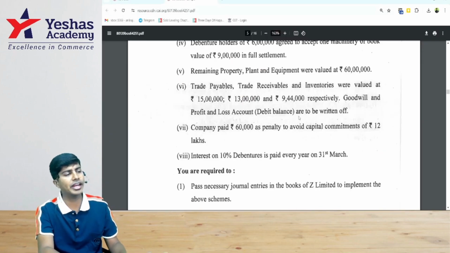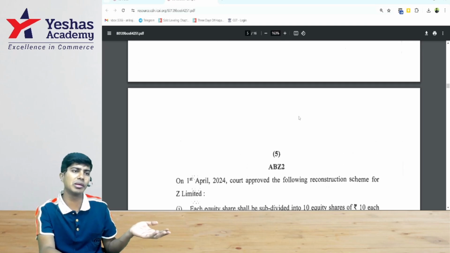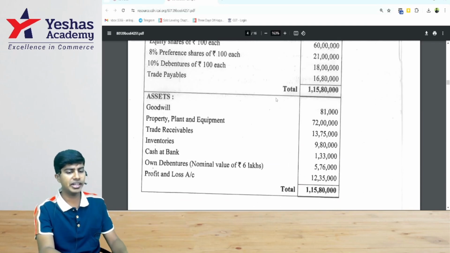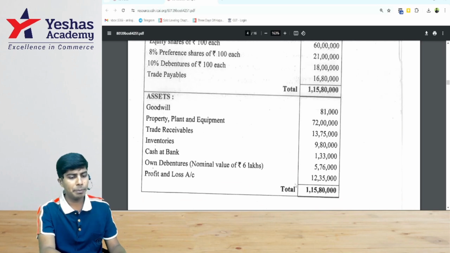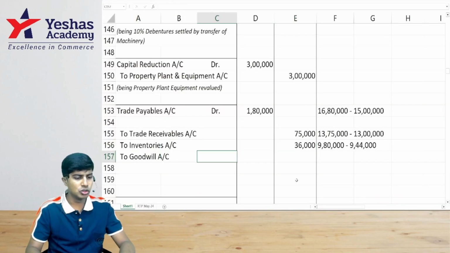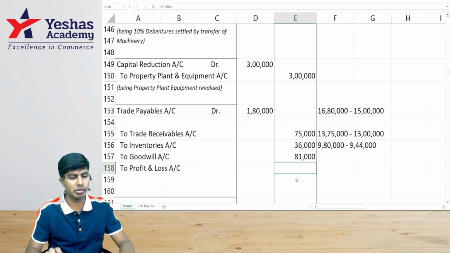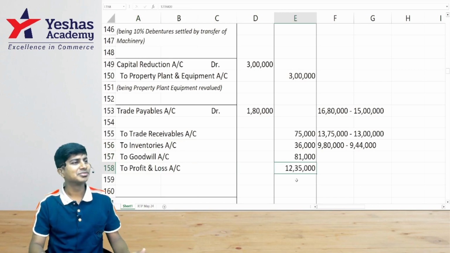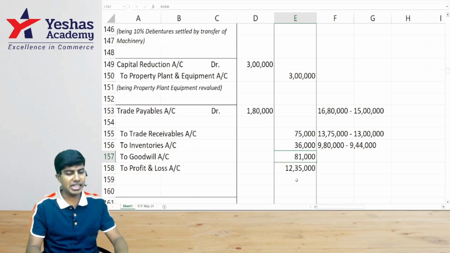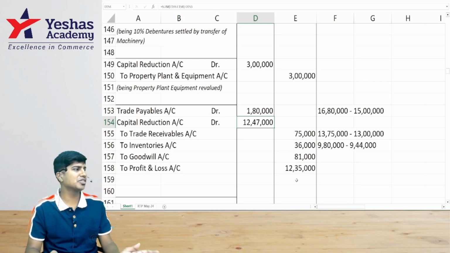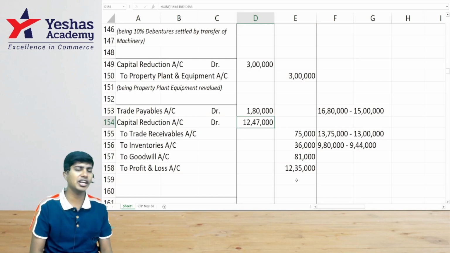Goodwill and P&L account have to be written off. Goodwill and P&L account debit balance both are assets here in the balance sheet. Debit balance, we'll credit it. Goodwill 81,000. P&L debit balance 12 lakh 34. Credit to goodwill 81, to P&L account debit balance 12 lakh 35. Balancing figure put it to capital. Take this 1235 plus 81 plus 36 plus 75 minus 1 lakh 80. 12 lakh 47,000 worth of capital reduction funds are utilized.